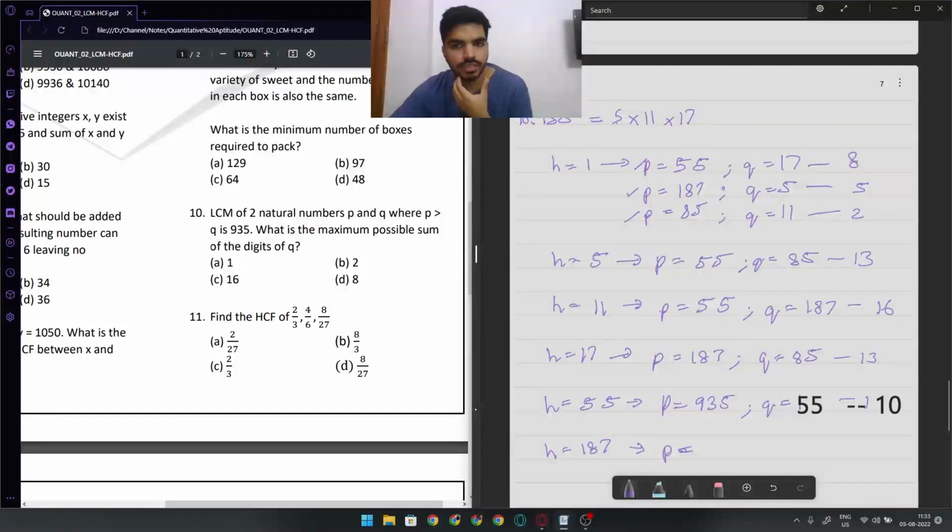For H equal to 11, that means it could have been 85 and 55. I wrote this wrong. 55 this is. 55 is this part. Okay. So this has to be 10. Now for 11, it has to be 187. This should be 187, and this has to be 55. Again 10. For 17, it is correct. For 55, 935 and 1. Great.